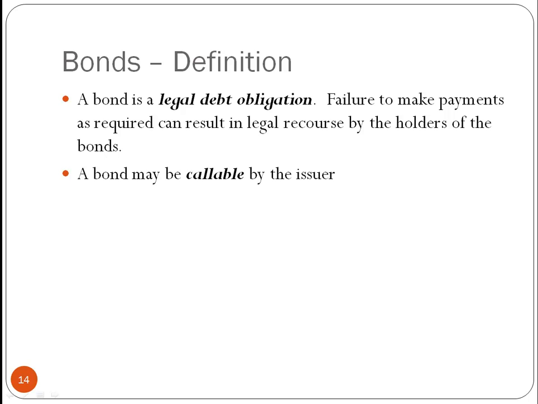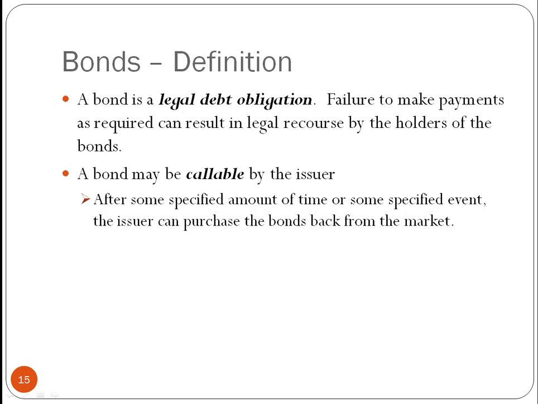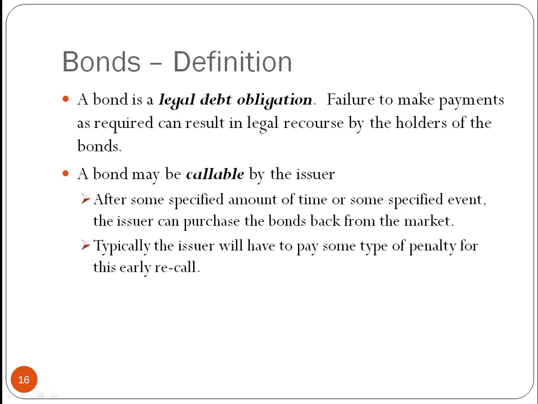A bond may be callable by the issuer. If under certain conditions the issuer decides it wants to essentially cancel all of the bonds, the callable feature lets it do that. So maybe after some specified amount of time, or after some specified event, the issuer can essentially repurchase the bonds back from the market. Typically, the issuer will have to pay some kind of a penalty for this early recall. And then there are many other flavors and features that exist in bonds.